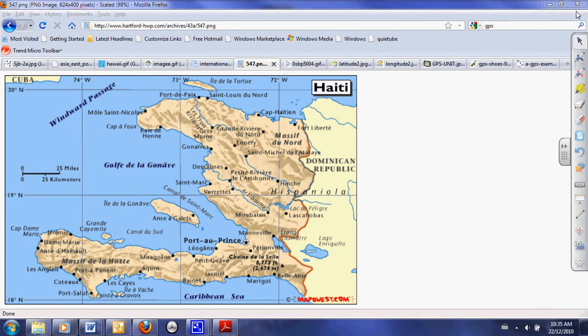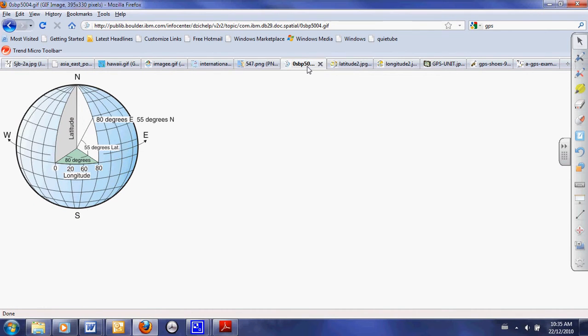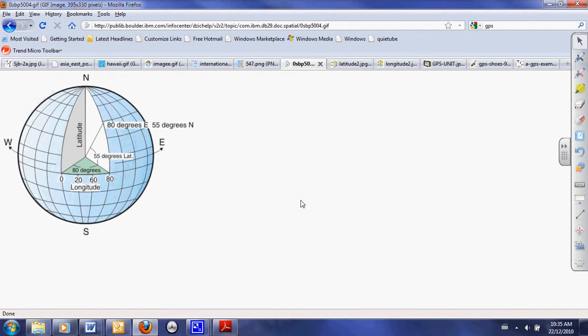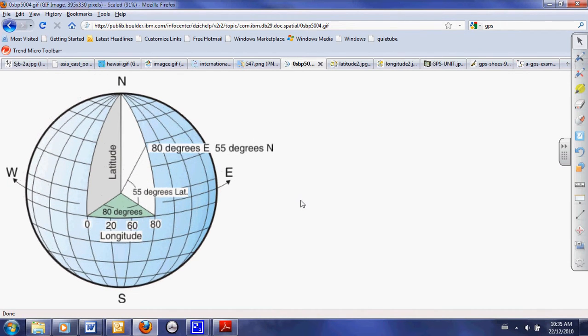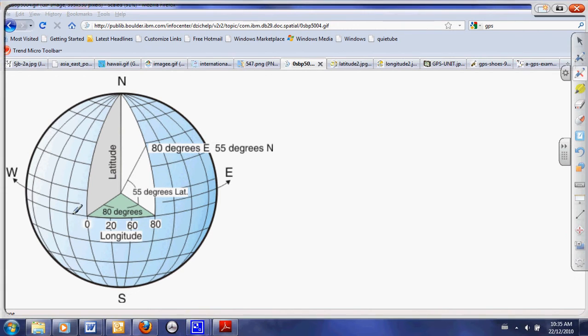Now, what about another diagram? Let's take a look. This is how the lines of latitude are determined. And you can see that if we have the equator, which is right here, how they determine the lines of latitude is the degree with which they are from that line. So this here is 80 degrees. So all of this line is 80 degrees. And it would be north.